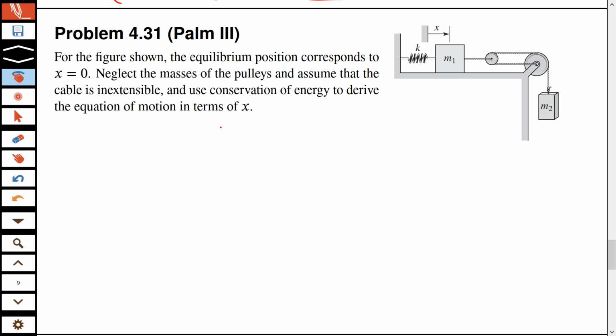Same goes here. Again, we are told that at x is equal to 0, we have the equilibrium position, so there we will take the potential energy as 0, okay? And neglect the mass of the pulley and assume the cable is inextensible. There are two things. The pulley has no mass, which means the kinetic energy due to the pulley will be 0. The cable is inextensible means that if the cable is not extensible, there will be no spring there, so its potential energy will also be 0.